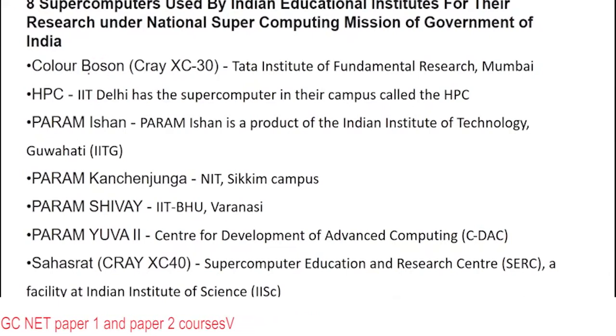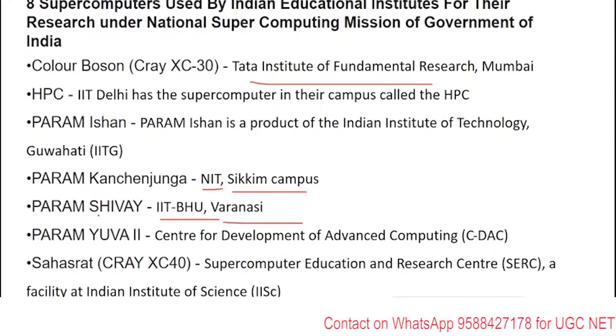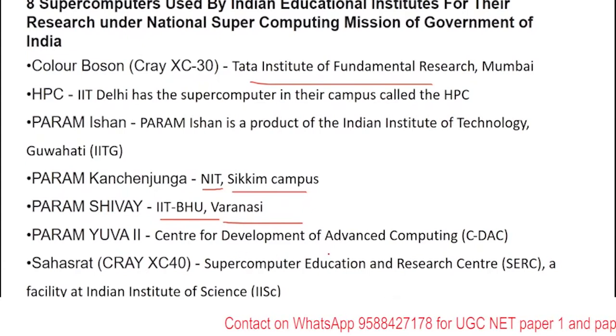Param Brahma, that is Cray XC30, which is at the Tata Institute of Fundamental Research, Mumbai. HPC, that is IIT Delhi, has a supercomputer in their campus called HPC. Param Kamrupa is at Indian Institute of Technology, Guwahati. Kanchenjunga belongs to the NIT Sikkim campus. Param Shivay is at IIT Varanasi, by IIT Varanasi. Param Yuva 2 is at the Centre for Development of Advanced Computing, that is CDAC.